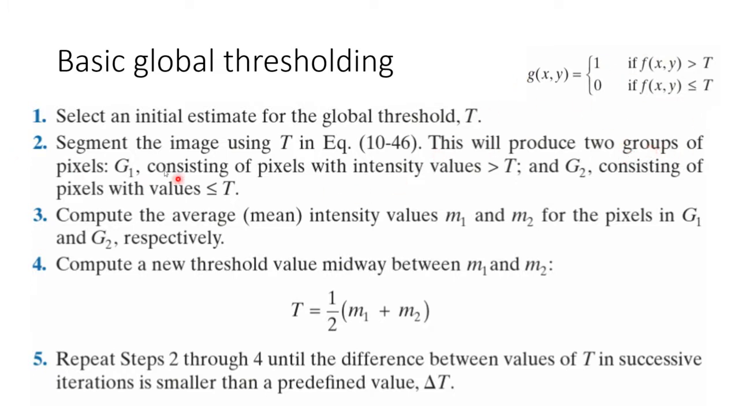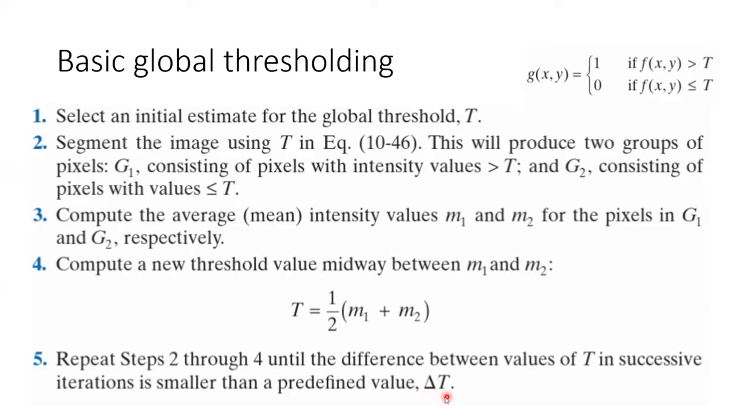This will produce two groups of pixels: G1, which are all the pixels with intensity values greater than the threshold, and G2, which are all the pixels with intensity values less than the threshold. Then you compute the average intensities of each group, M1 for group 1 and M2 for group 2. Then you compute a new threshold value: you take the midway between mean 1 and mean 2, set it as the new threshold, and repeat these steps. Segment the image again, compute the averages, get the mean.